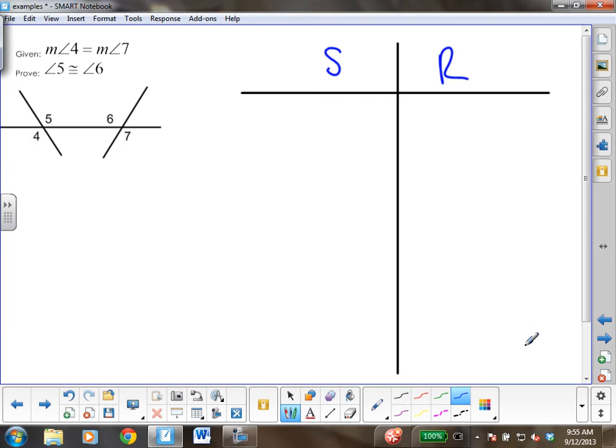Given that the measure of angle 4 equals the measure of angle 7, prove that angle 5 is congruent to angle 6. We have this picture, so let's label the picture.